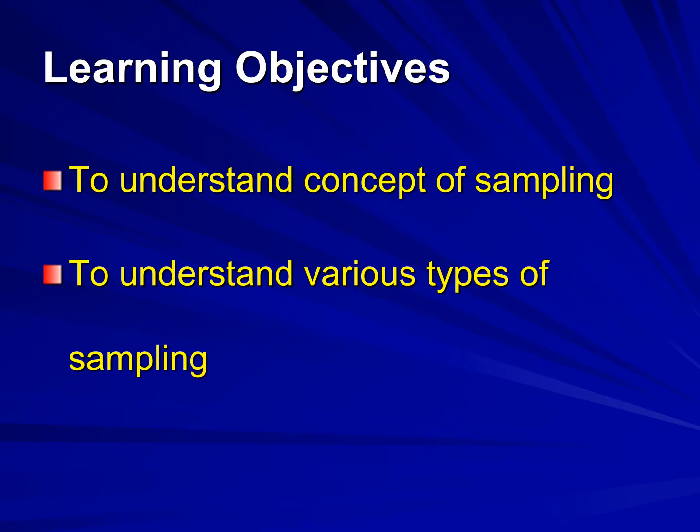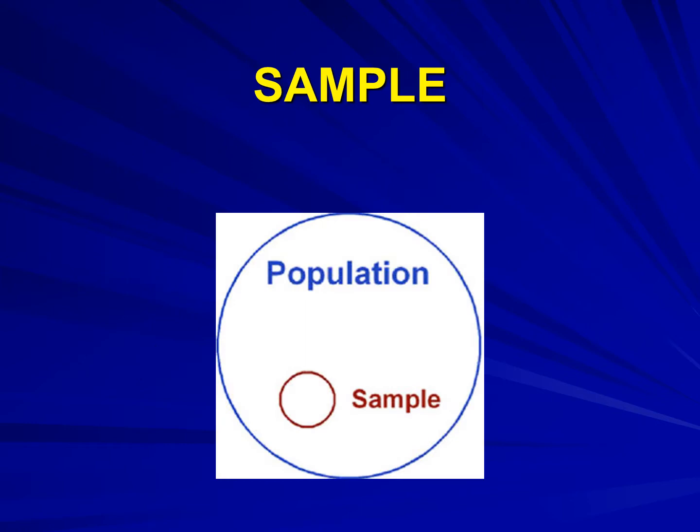The learning objectives of today's session are to understand the concept of sampling and second, to understand the various types of sampling. Before we go into the details of the sampling methods, it is important to understand the meaning of sample. Let's take one example to understand the meaning of sample. You want to buy 1 or 2 kg grapes from the market. So what will you do? You will test 1 or 2 grapes, and if those grapes are sweet, you are going to buy 1 or 2 kg grapes. So that is a simple meaning of sample.